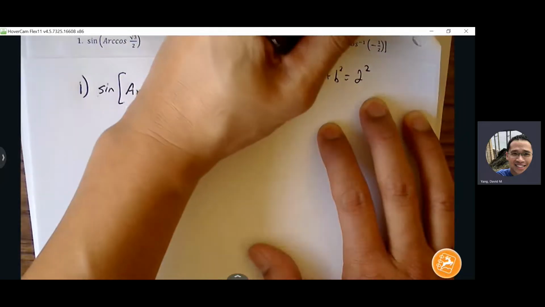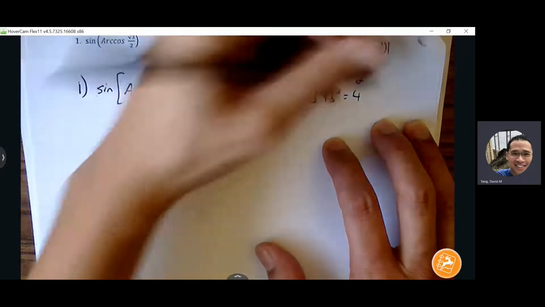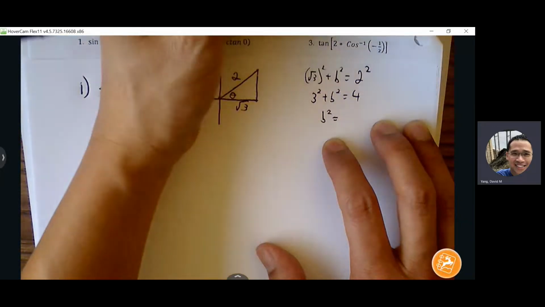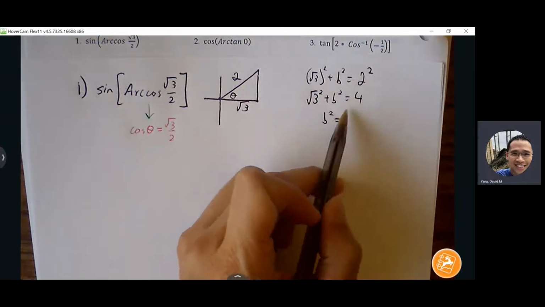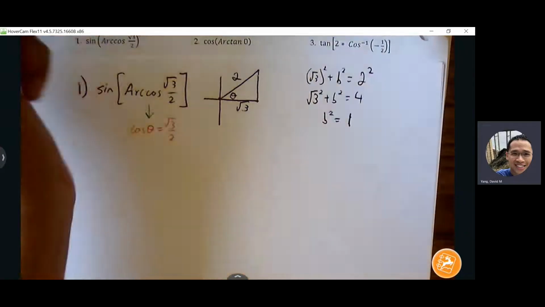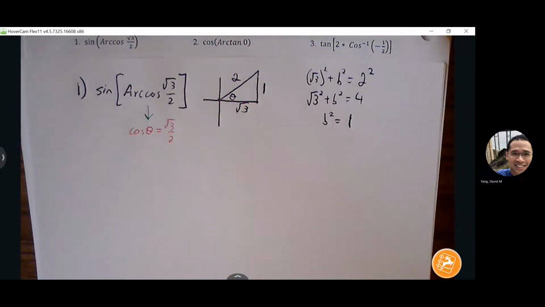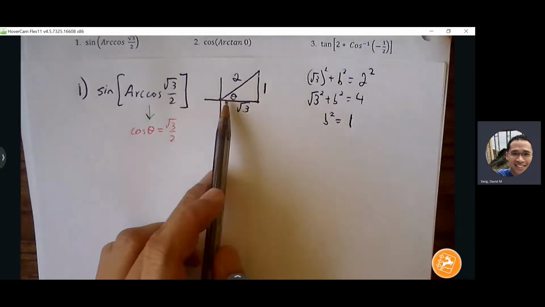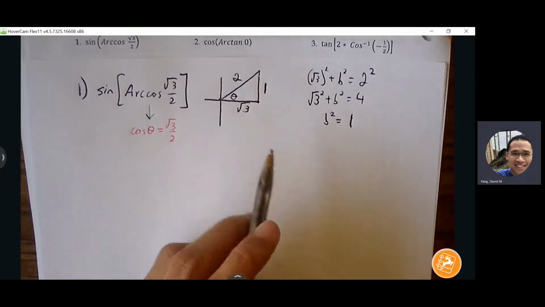Root 3 squared, that's just going to be 3. Three plus b squared equals 4. 4 minus 3 is 1. B squared is 1, so b equals 1. First quadrant, everything is positive. So therefore, sine of theta is going to be what? 1 over 2, 1/2.